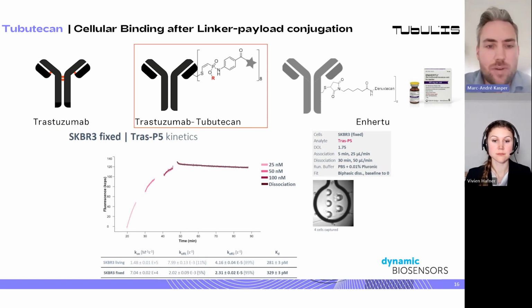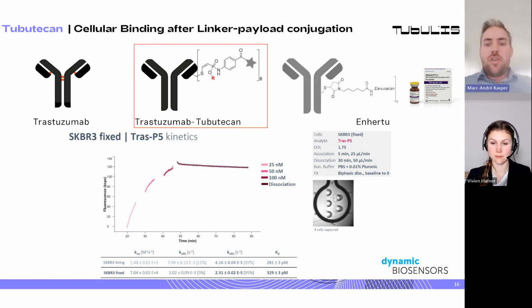So we had a look and wanted to know how the Tubulis ADC, after the conjugation, now behaves, and we were very happy that this looks very similar. It also works on living and on fixed cells. We see a slight reduction in on rate, but still the KD, when we look at it, is very similar to the trastuzumab. So we are still in the picomolar range and below 1 nanomolar.